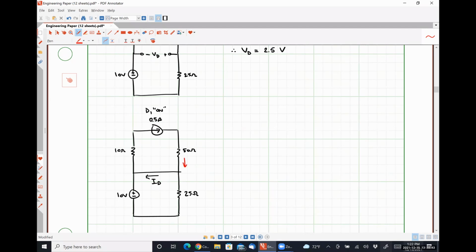All right, let me ask you a question. What's the current flowing through the 50 ohm resistor? What's the current flowing through the 25 ohm resistor? Did I hear 0? Did I hear 10 times 25? That scares me more than 0. Ohm's law. There's a 10 volt drop over that resistor. There's 25 ohms for the resistor. So 10 over 25 is 0.4, right?